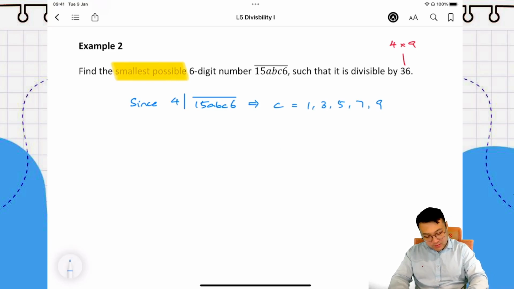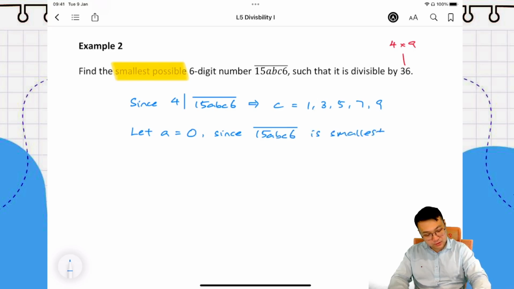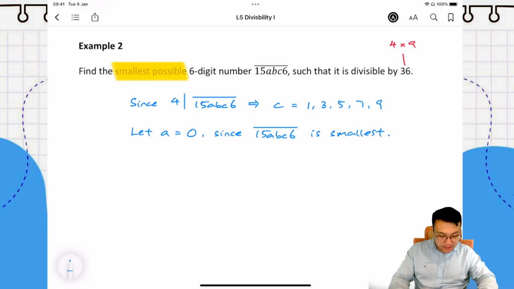Now you want to find the smallest possible. So we write since 15ABC6. Let A equal to 0 since you want 15ABC6 to be small, to be the smallest. Very good, Koji. You know what I'm doing. Well done. So you let A be equal to 0 so that you can get a number as small as possible, okay?